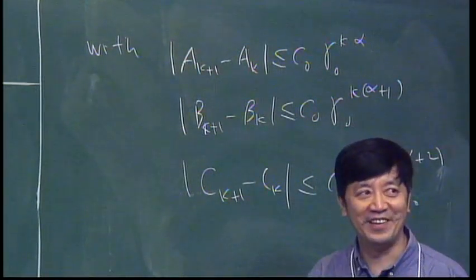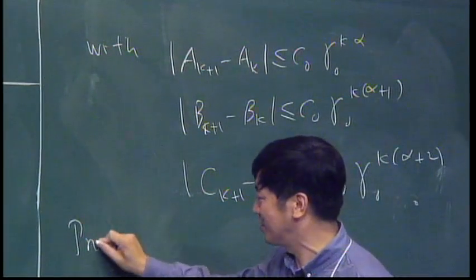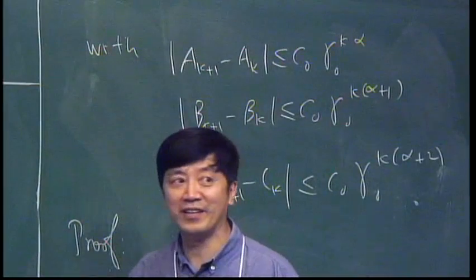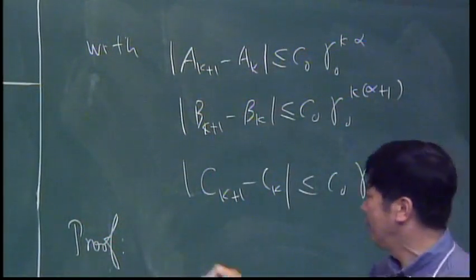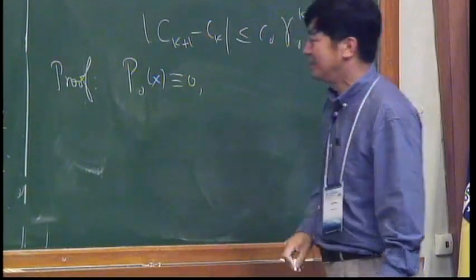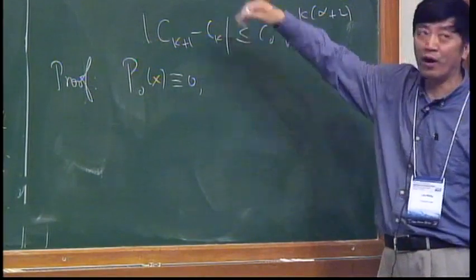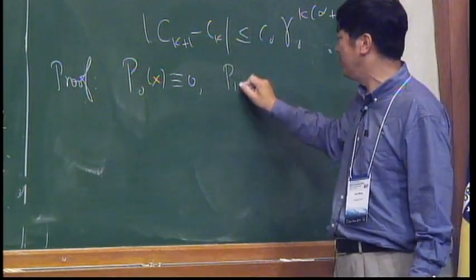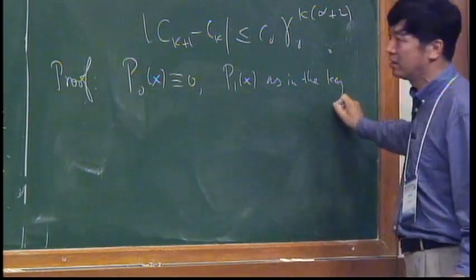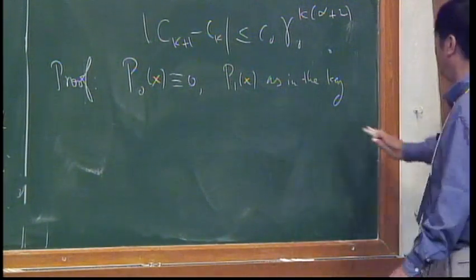What do we want? You want me to prove this first, then talk about consequences. Let me prove it first. And I also have to write that down. So you take a P0 of the polynomial identically 0, of course, right? It's like, because this is like a for all case, right? Then P1 of x as in the key lemma, as in the lemma.